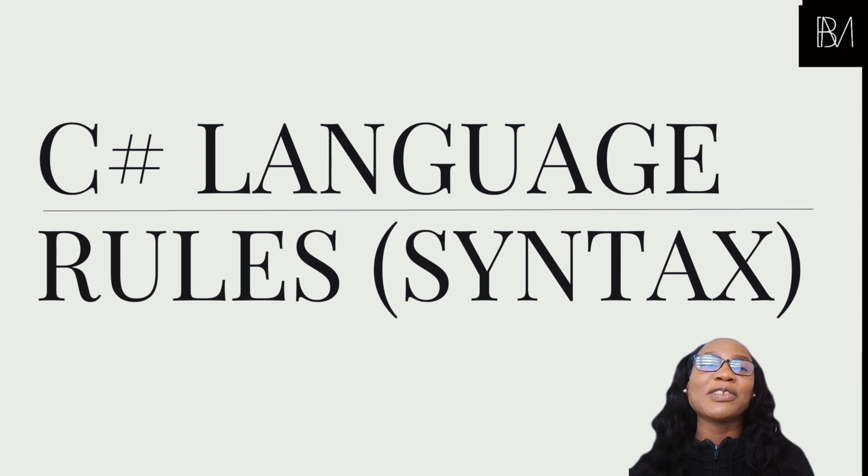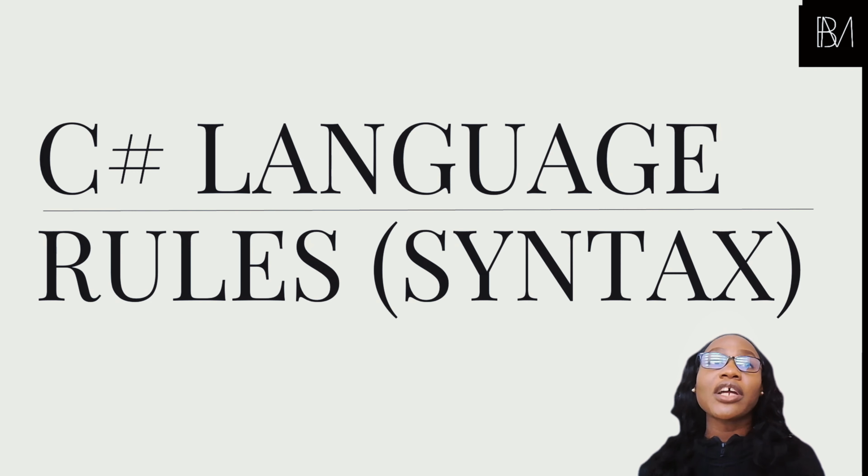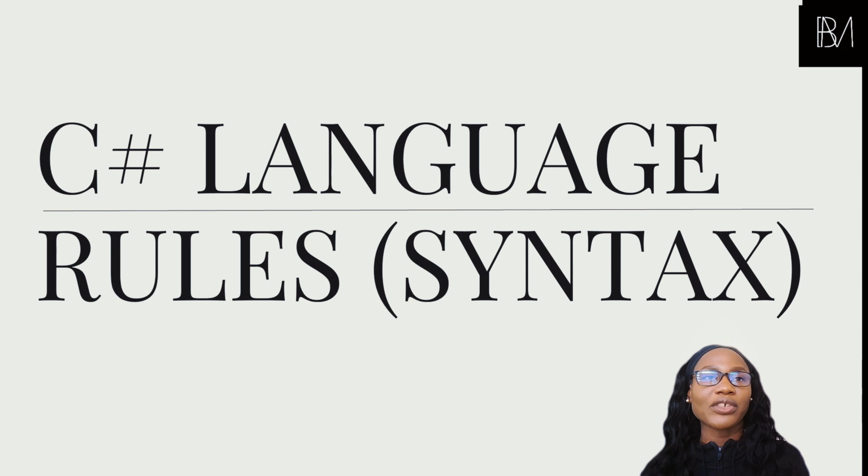So today we're going to be looking at the rules of the C# language. This is known as the syntax. Every programming language has a set of rules that allows your compiler to translate it from human language, which is kind of the English language, to machine language. These rules are known as the syntax of the language. So let's look at the rules of C#.